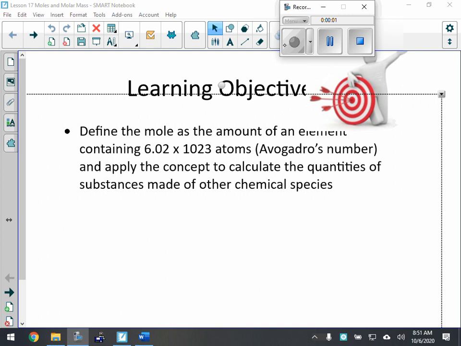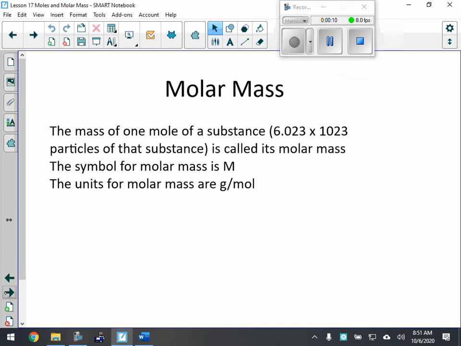So this is actually lesson 16 here. That's the sheet you guys have here. And we're going to talk about molar mass today. So again, you're going to need periodic tables and calculators, don't forget. Molar mass. So what is the molar mass?